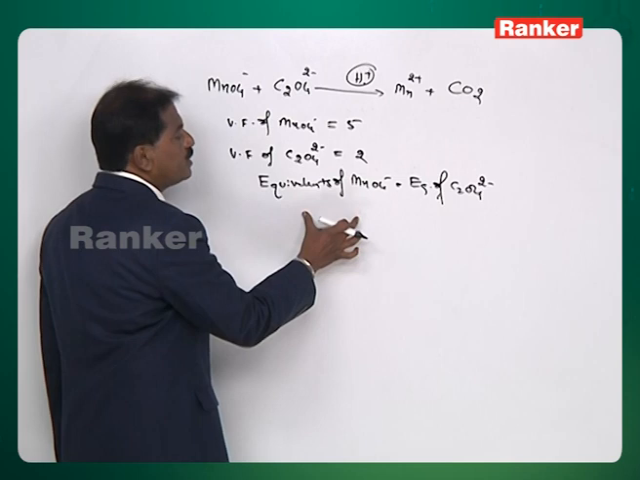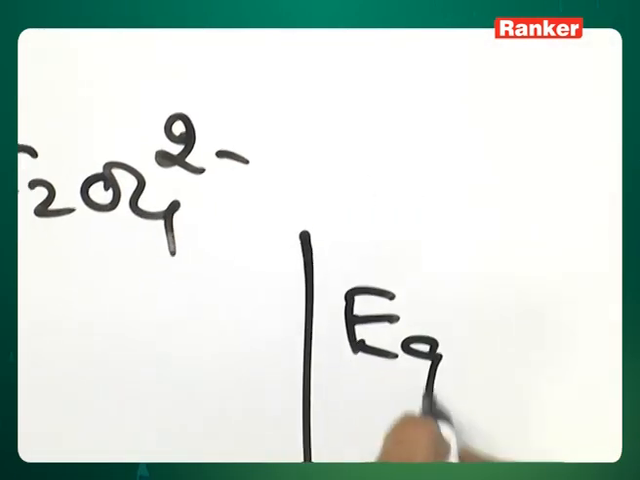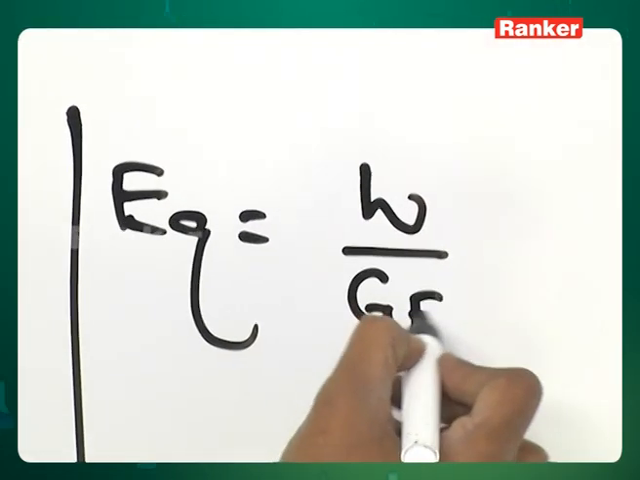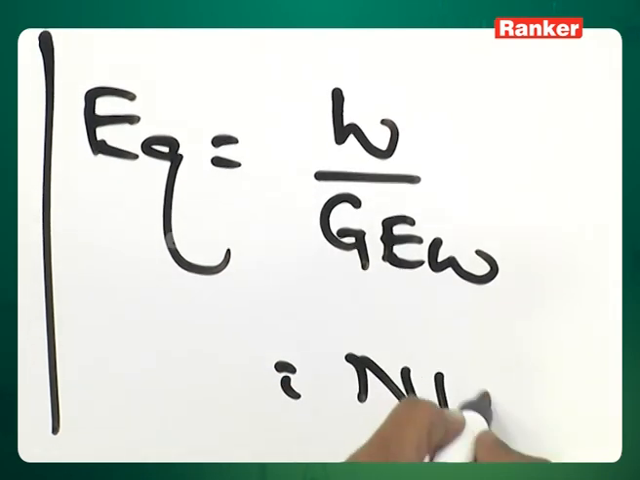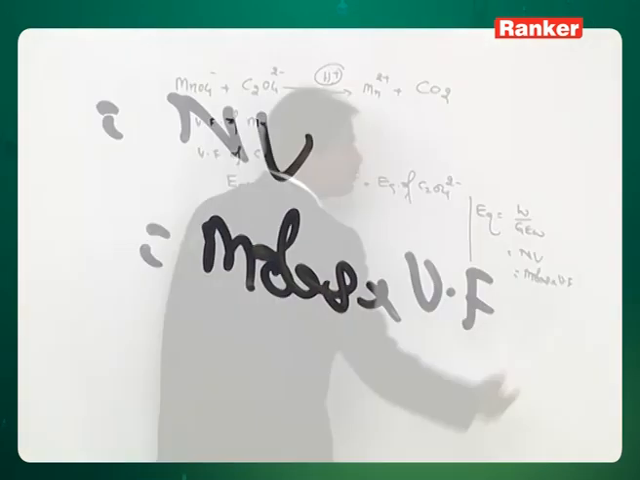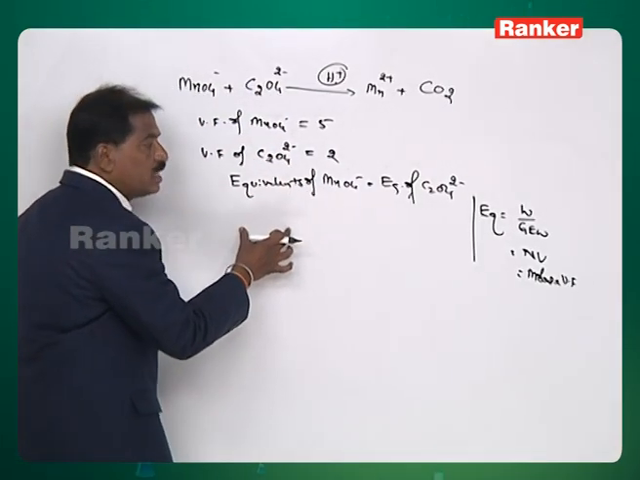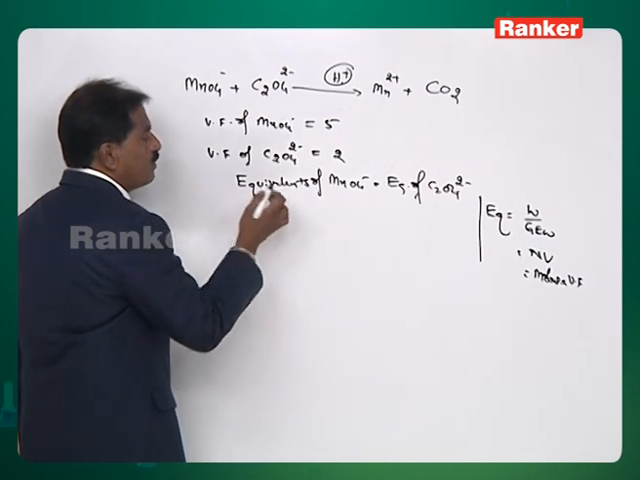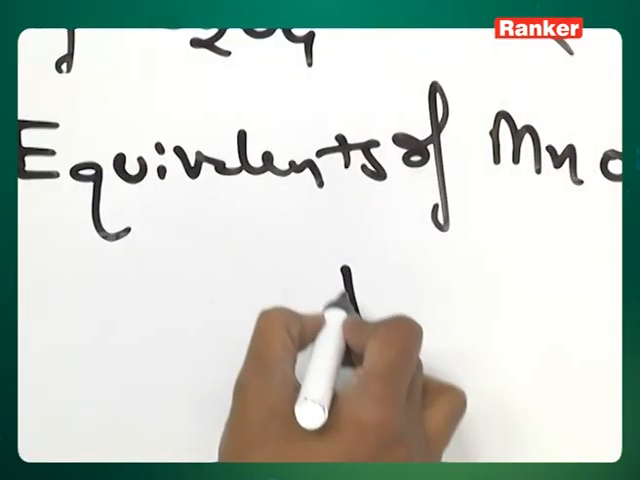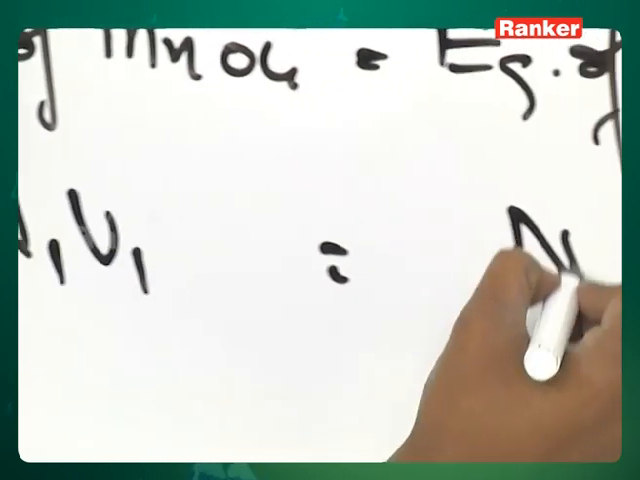For equivalence we can use any suitable formula. For example, equivalence means weight by gram equivalent weight, or normality into volume, or moles into valency factor. Any one of these suitable formulas can be used to calculate the equivalence. For example, if the reaction takes place in solution medium, equivalence of the KMnO4 is equal to equivalence of the oxalate.